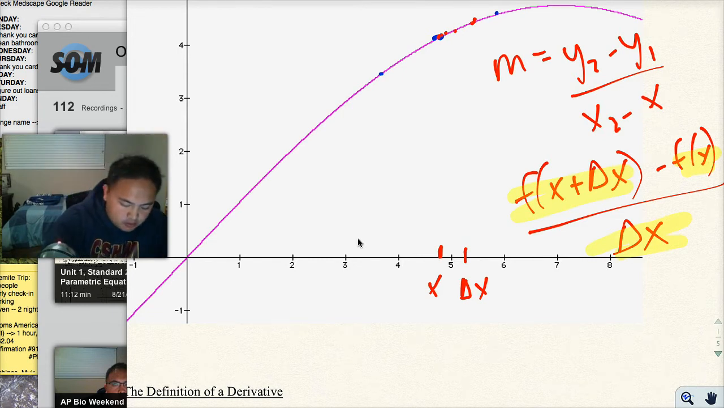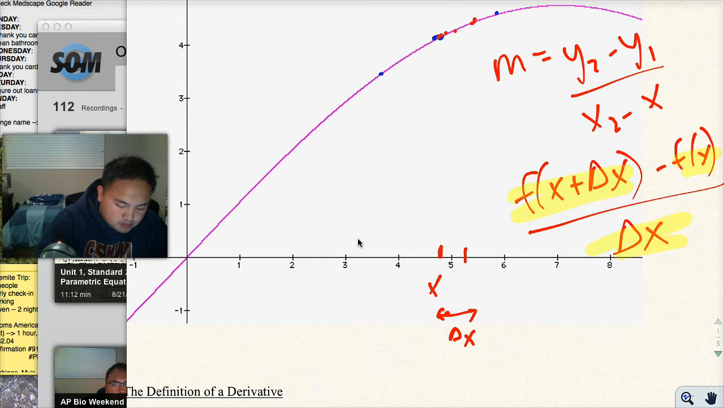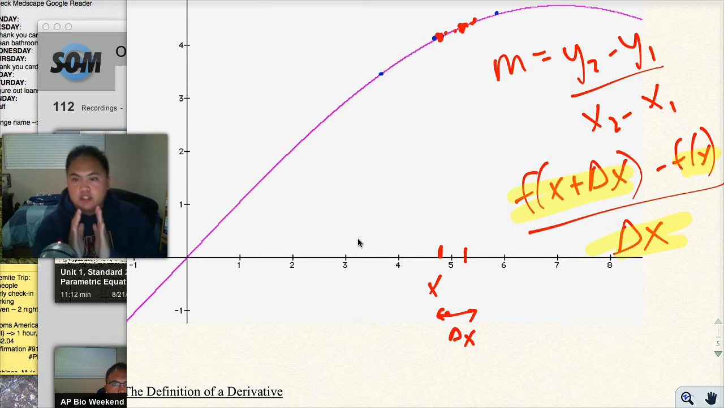So I made a mistake. What I really should be saying is this distance right here is delta x. So the slope formula again is f of x plus delta x, so this point right here, y2, and this one is y1, over x2 minus x1, which is delta x, like the distance between the two. Okay, so that's the slope formula.